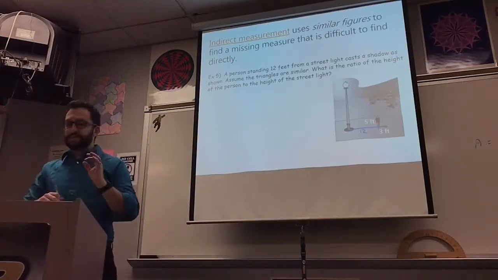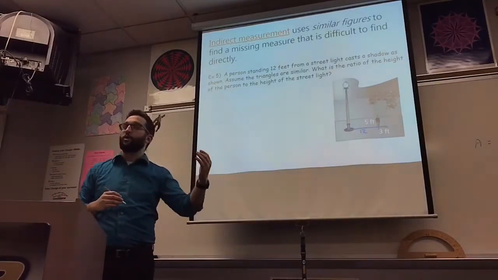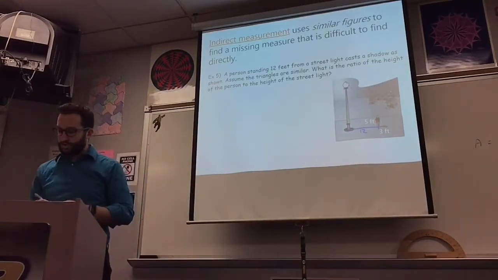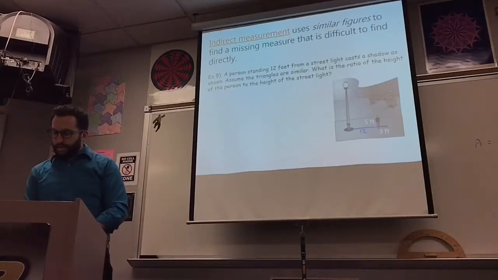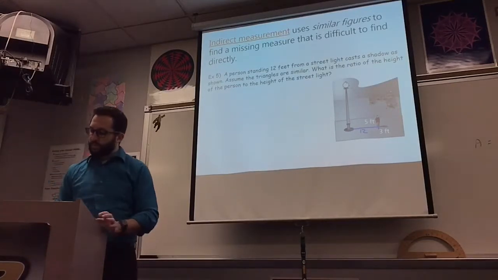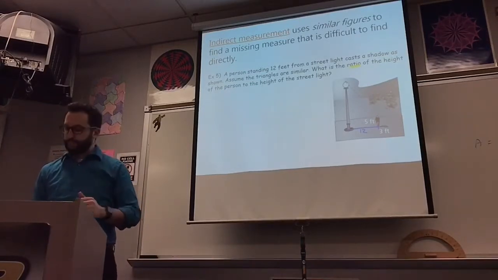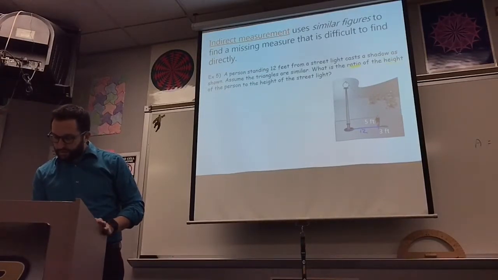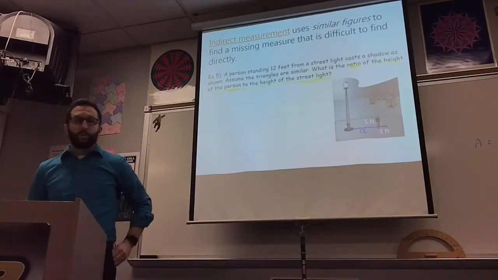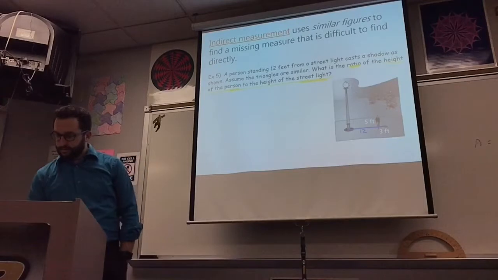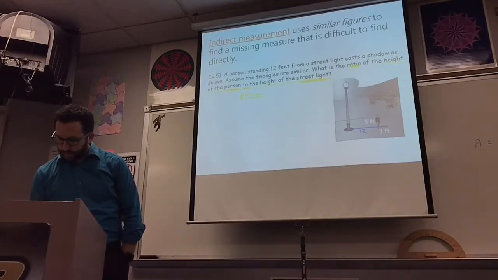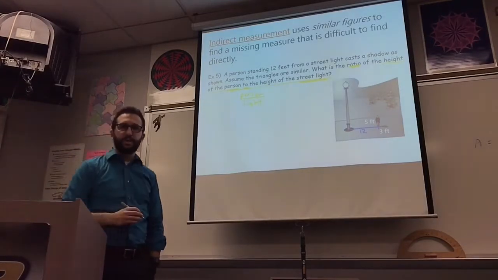Assume the triangles are similar, which is nice. If they're similar, then corresponding sides are proportional, so we can set up a proportion. What is the ratio? That's going to be important. We're not actually solving for a missing side. We're finding a ratio, a fraction: the ratio of the height of the person to the height of the street light. So we're going to set up a ratio, person to street light.